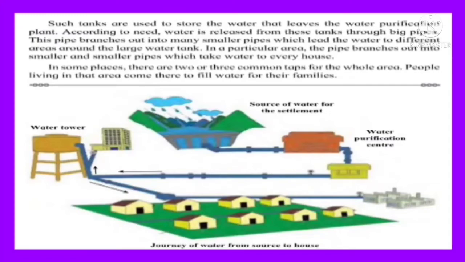From one main source, water is purified, and after it is purified in the purification center, it is taken through big pipes to different places, and the big pipe branches out into smaller pipes, and it goes to different cities and towns, and yet again it is branching out to different houses in the cities.